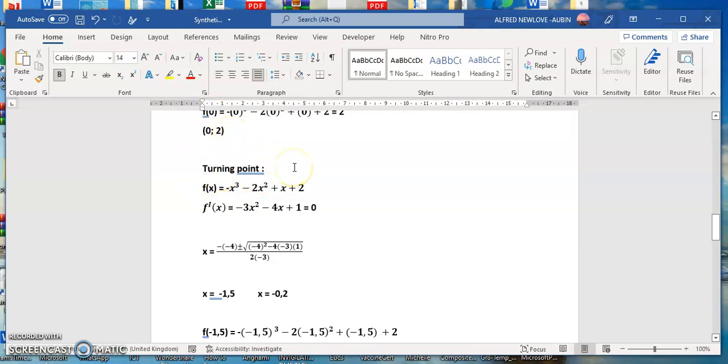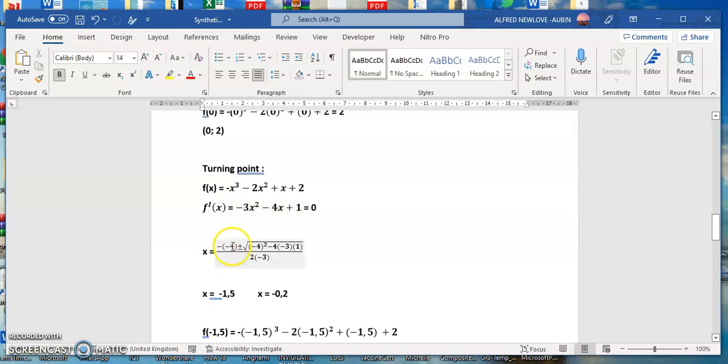Our turning points, how do we get them? This is the function. You find the first derivative. So this is going to be minus 3x squared. We know how to find the derivative: 2 times minus 2 gives you minus 4, then 2 minus 1 gives you 1. Then x is going to be 1 here. The turning point is where the first derivative is equal to 0, so we use the quadratic formula to solve for x. Our a is minus 3, our b is minus 4.